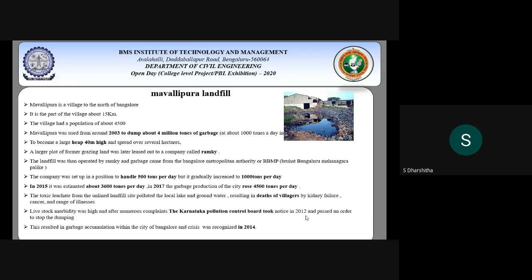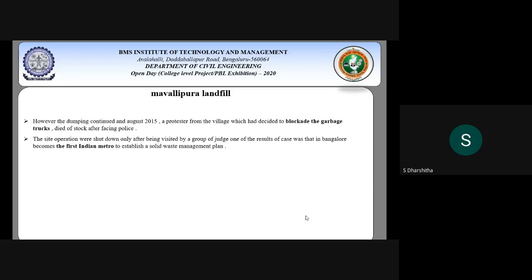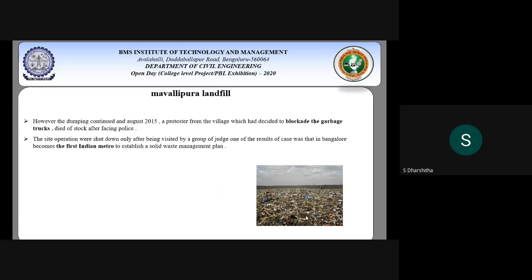However, the dumping continued, and in August 2015, a protest was held by the villagers, who decided to blockade the garbage trucks. They stopped the trucks coming from Bangalore city to dump waste materials into that landfill. So this became the first Indian metro to establish a solid waste management plan in Bangalore. This picture shows the solid waste dumped in the Mavalipura landfill. Now Ravi Teja will continue with the methodology.